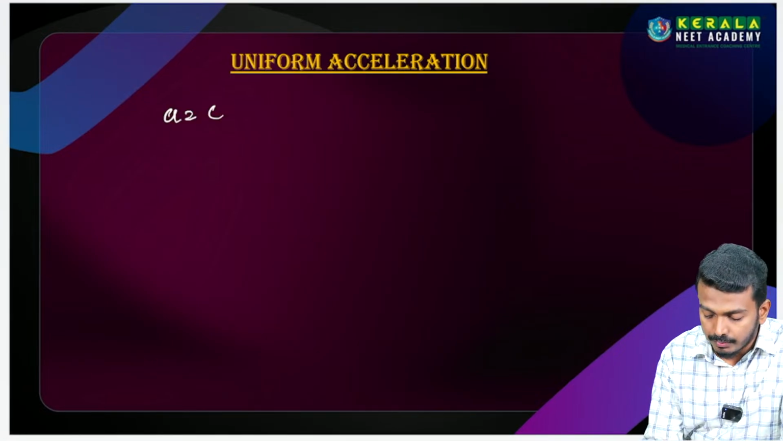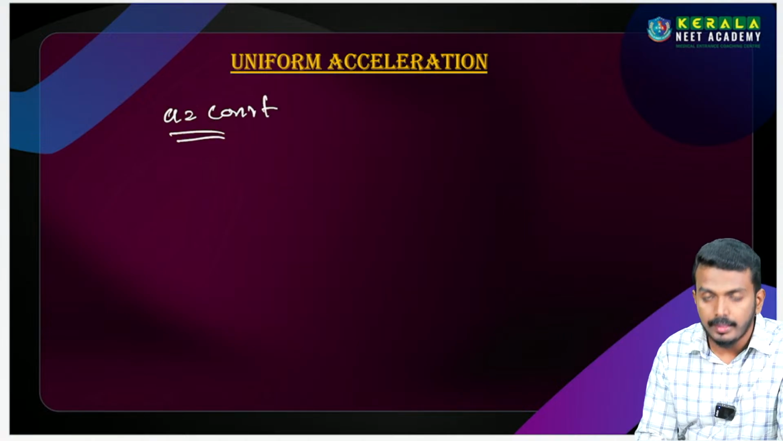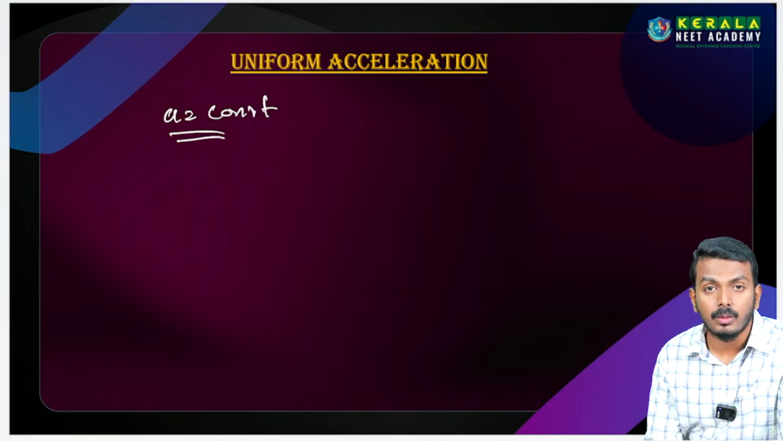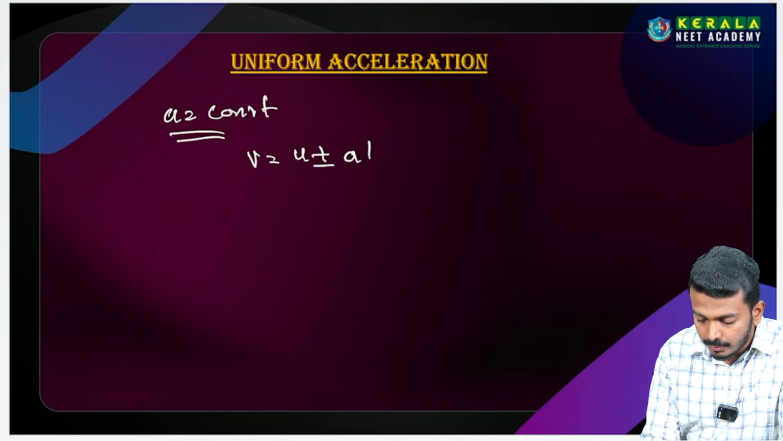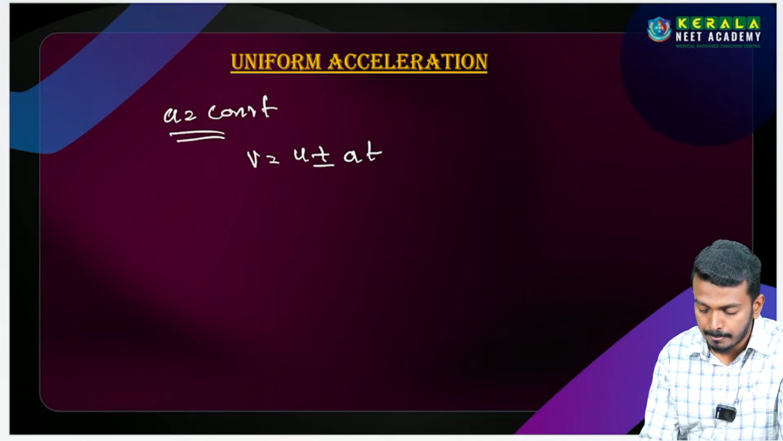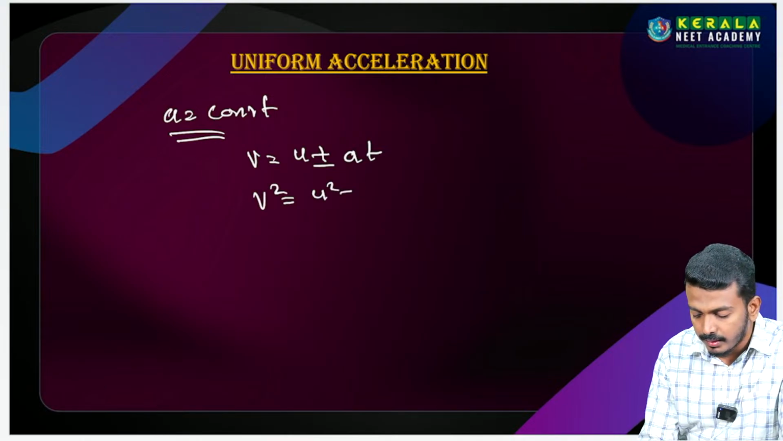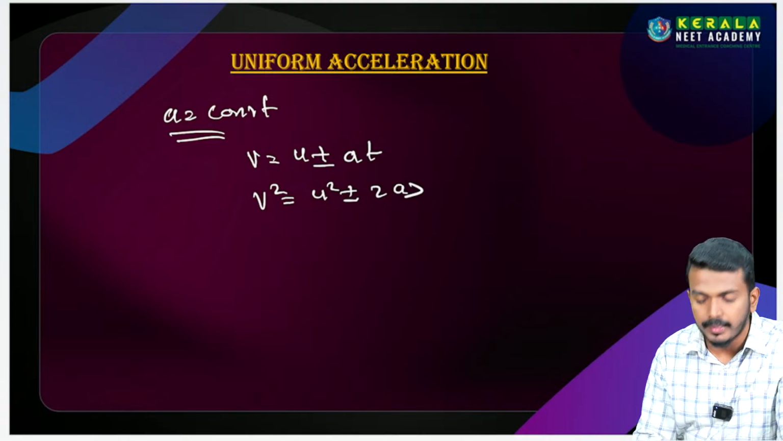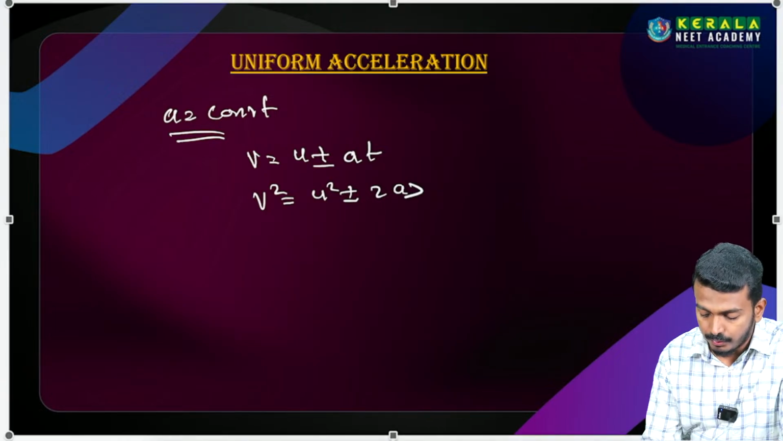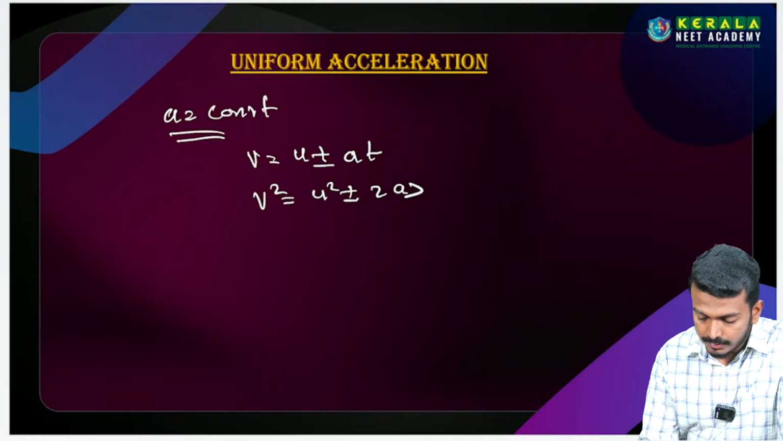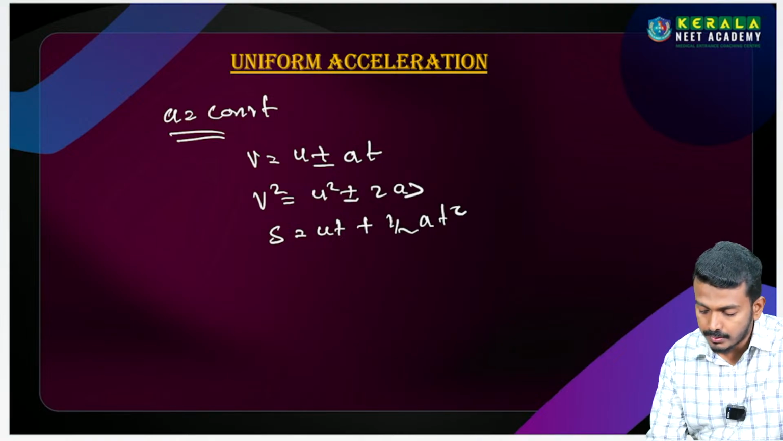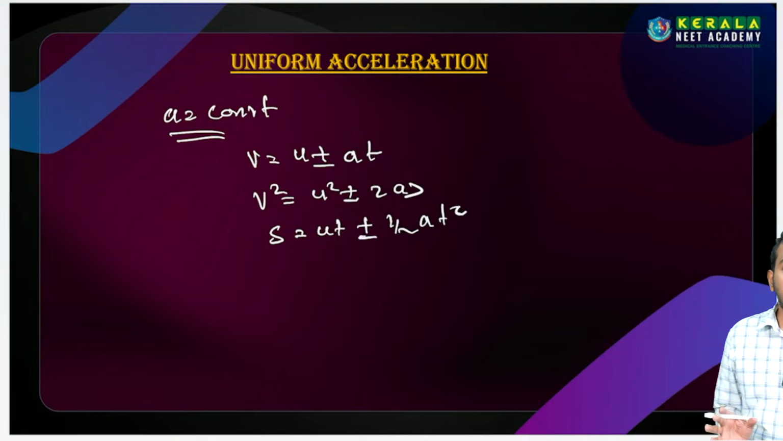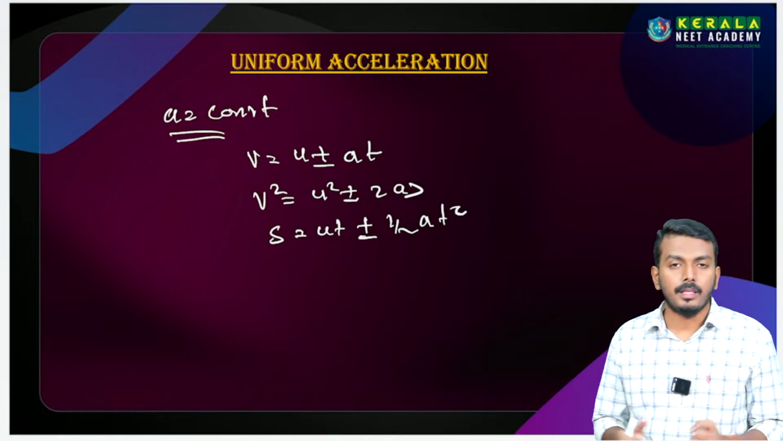What is the acceleration of the body? The acceleration of the body is constant. With constant acceleration, what formula can you use? V is equal to U plus or minus AT. That is the first formula. Second formula, V square is equal to U square plus or minus 2AS. Then the third formula, S is equal to UT plus or minus half AT square. These are the kinematic equations. Everyone knows these kinematic equations.